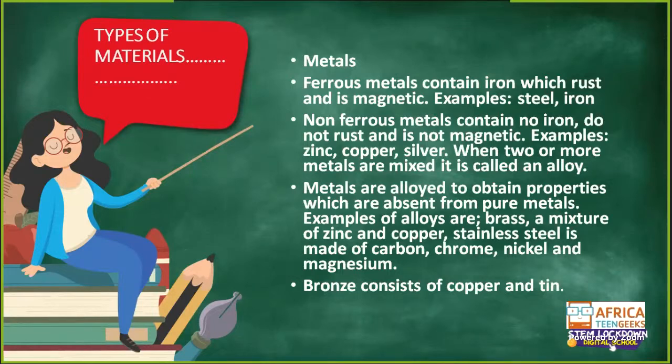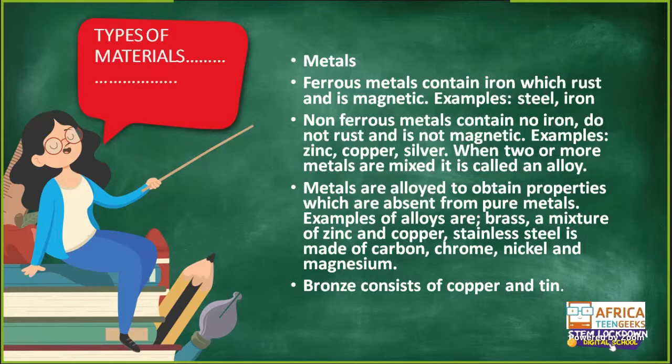All right. Steel. Steel is made up of carbon, chrome, nickel, and magnesium. So there are some kitchen cooking utensils that you will see written stainless steel. Meaning you have got carbon, you have got chrome, you have got nickel, and then you have got magnesium.